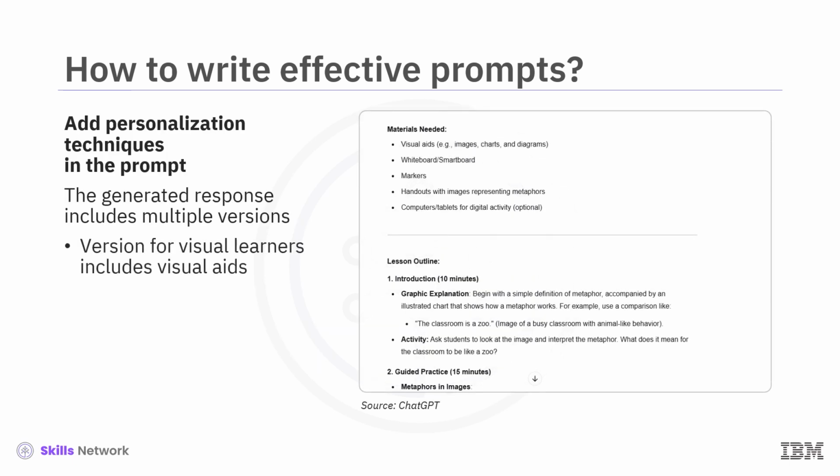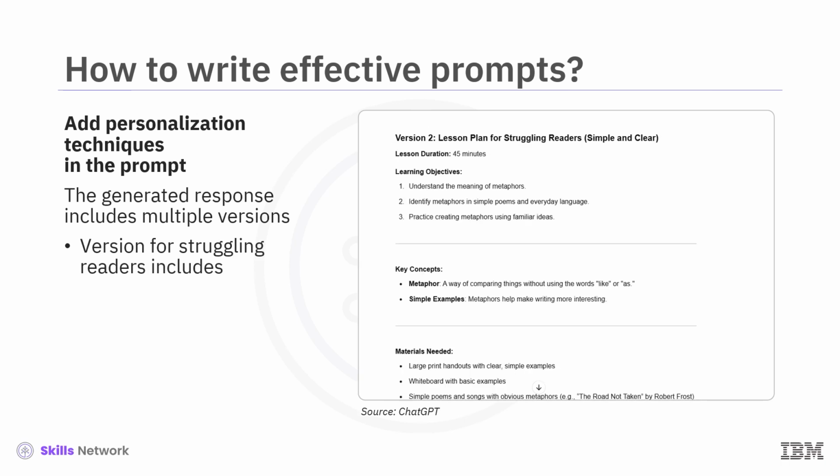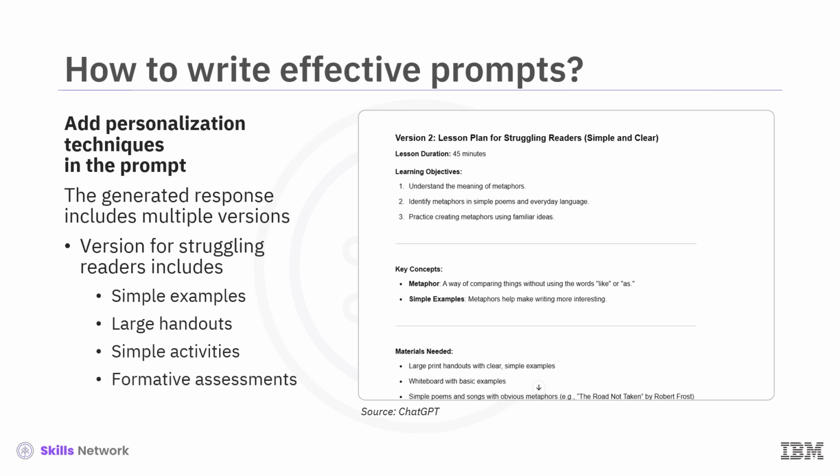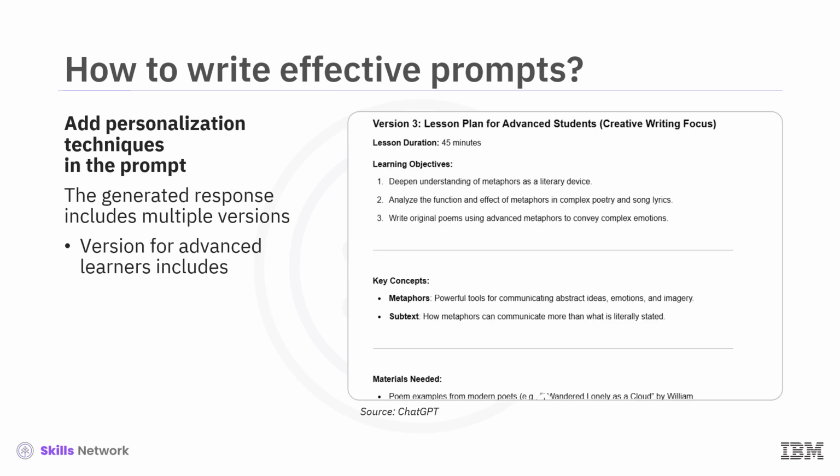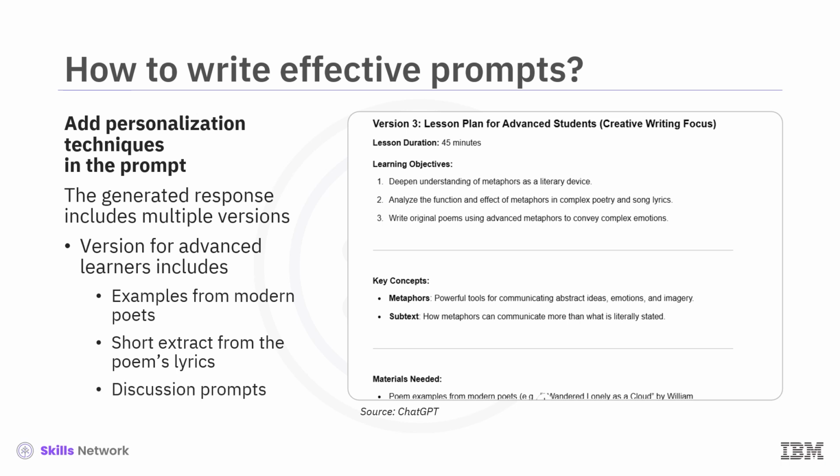The version for visual learners shows visual aids such as images, graphs, diagrams, smartboards, and handouts with images. The version for struggling readers includes simple examples, large handouts, simple activities, and formative assessments. However, the third version focuses on the creative writing of the advanced learners. It includes examples from modern poets, a short extract from a poem's lyrics, discussion prompts, and creative writing challenges.